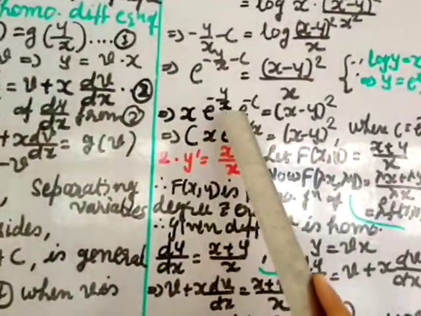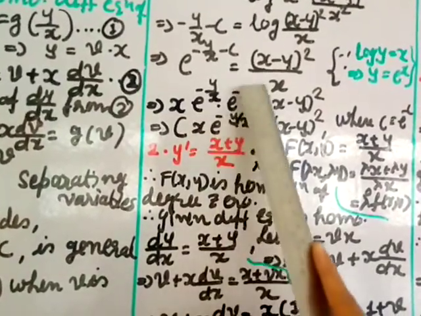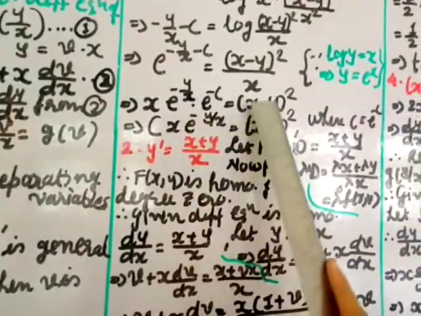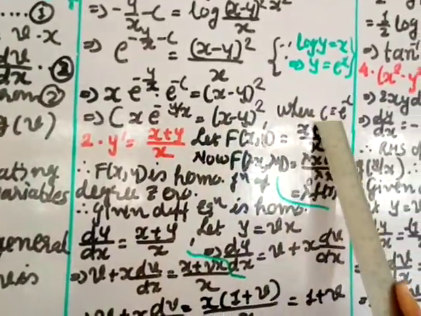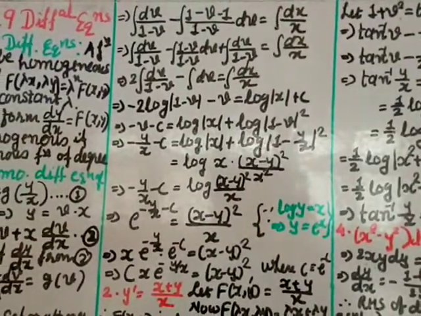Then this e power minus c you can take as a capital C. I am just taking this as a constant term, so taking as C, here remains x e power minus y by x equal to x minus y whole square, where C is equal to e power minus c. So that is the solution for question number 1.